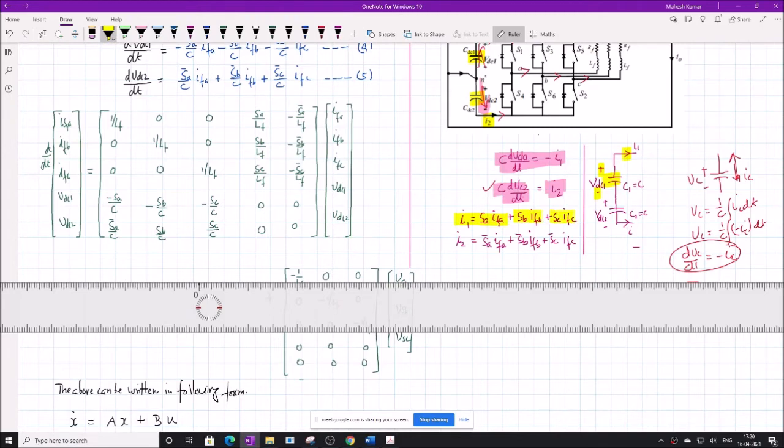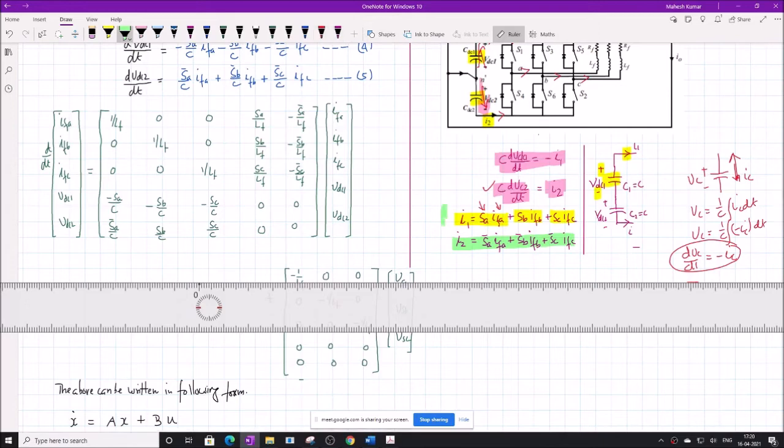So when SA, SB, SC are 0, there is no current I1, because current cannot flow. And when SA is 1 and SB is 0 and SC is 0, then current only flows SA into IFA. So therefore, I1 is a function of the status of the switch and the current flowing through it. I hope it is clear. Then I2 will therefore be equal to the switching function of the bottom switches and the current flowing through them. So that will be SA bar into IFA plus SB bar into IFB plus SC bar into IFC.